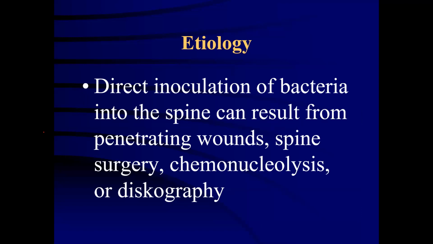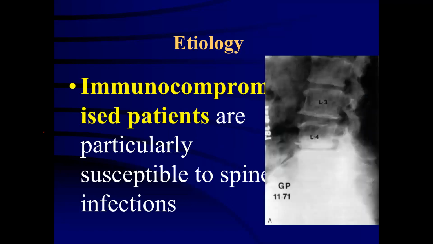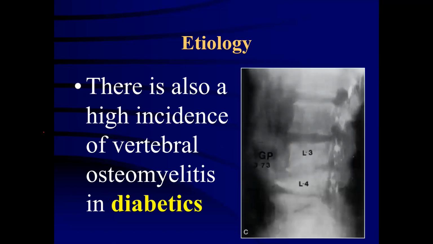Direct inoculation of bacteria into the spine can result from penetrating wounds, spine surgery, chemonucleolysis, or discography. Immunocompromised patients are particularly susceptible to spine infections. There is also a high incidence of vertebral osteomyelitis in diabetics.